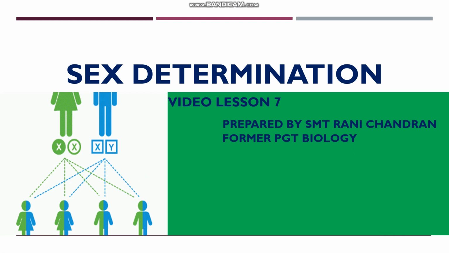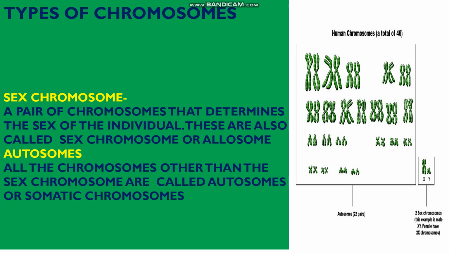In this video, you will be learning the topic sex determination. Now what determines the sex of an individual? There are a pair of chromosomes that determines the sex of the individual. These chromosomes are called sex chromosomes or allosomes. So sex chromosomes are a pair of chromosomes that determines the sex of the individual. All the chromosomes other than the sex chromosomes are called autosomes or somatic chromosomes.